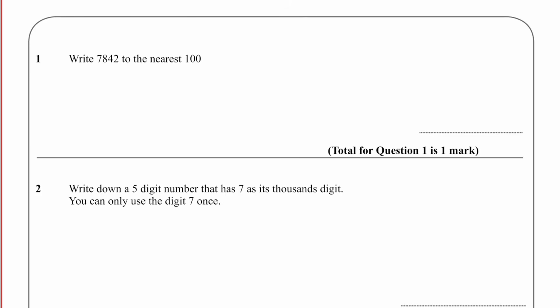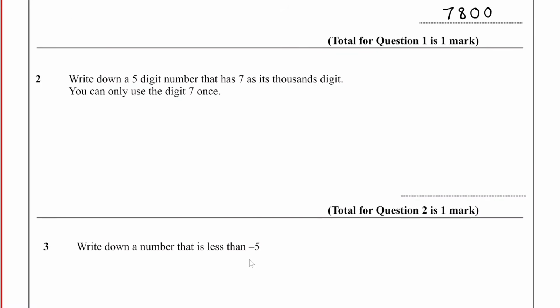Question 1, write 7,842 to the nearest 100. So we're looking for the hundreds. That's where the 8 is. The 8's in the hundreds. We look at the next digit in the tens. Is it 5 or above? It is not, so it stays as it is. It's going to be 7,800. It is closer to 7,800 than it is to 7,900.